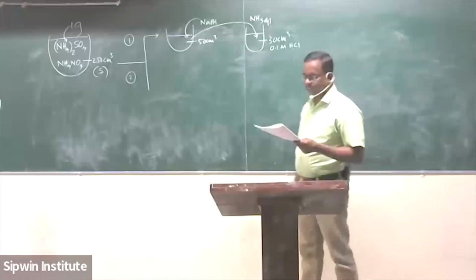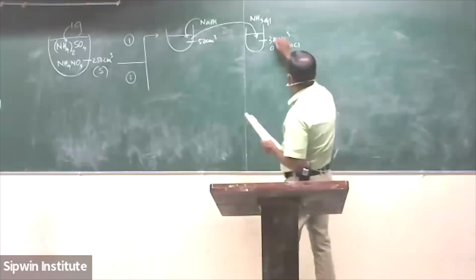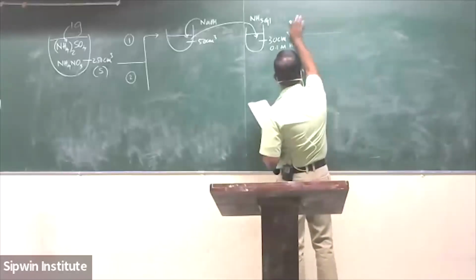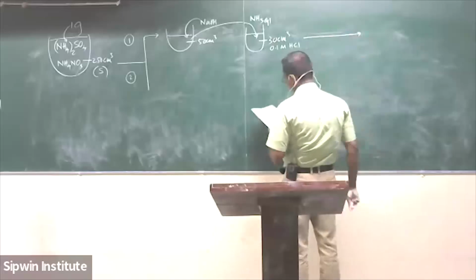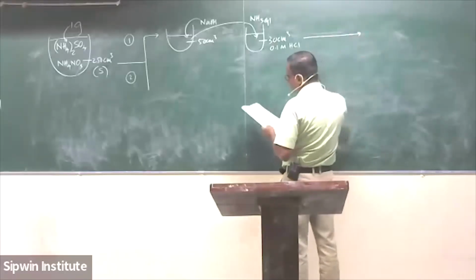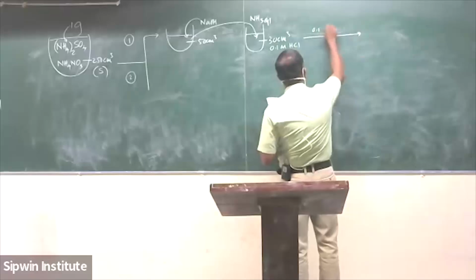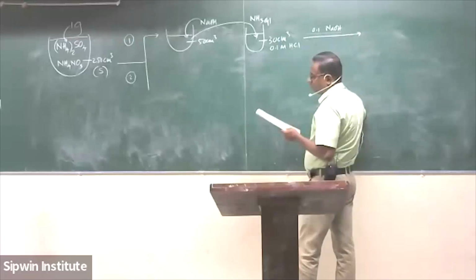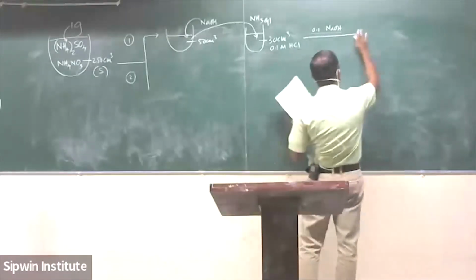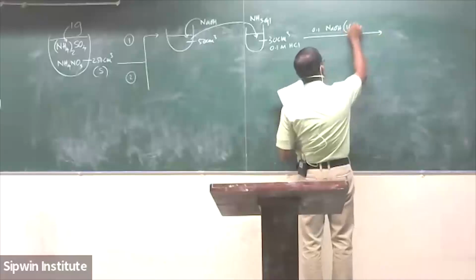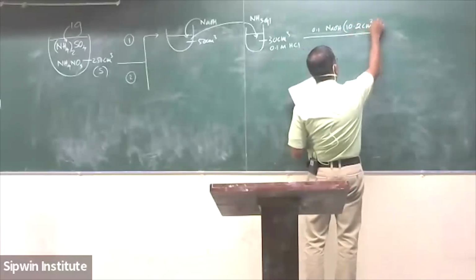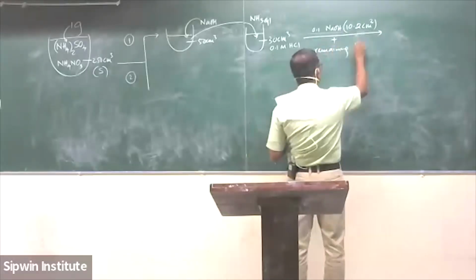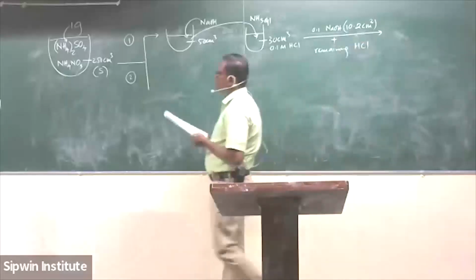The volume of 0.1 M sodium hydroxide required to neutralize the remaining HCl is 0.2 cubic centimeters. That is one part.